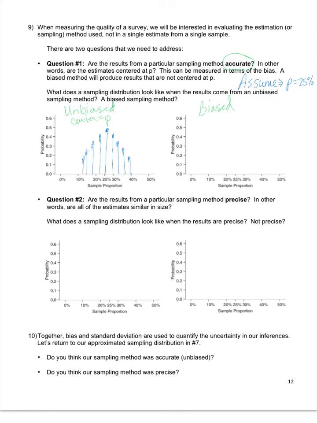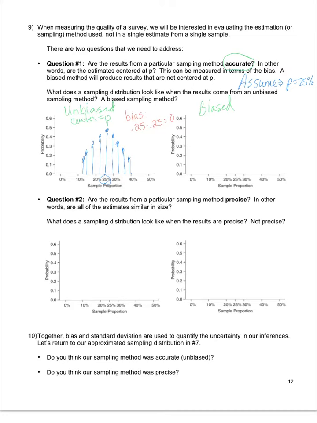Okay, so notice that our center, again, is right at P equal to 25%. In fact, if we calculate the bias, we would say that the bias is 0 because the center is the same, or the difference between the center and where we expect the center to be is 0.